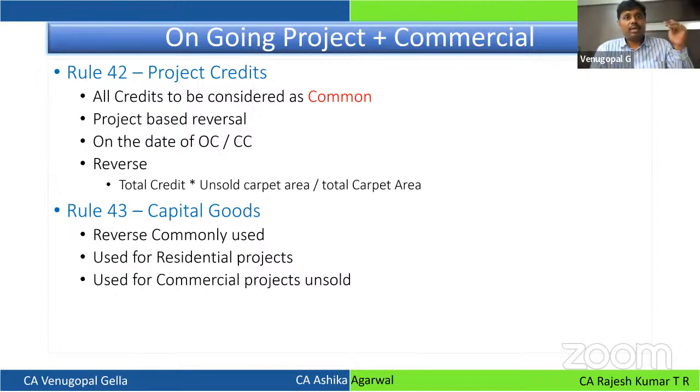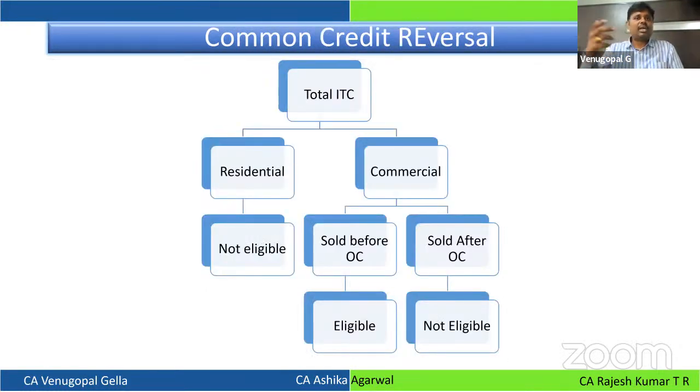But however, I am now including residential. So the way you will have to do it is, you find out the carpet area in each bucket. Let's say the total carpet area is 100. Residential carpet area is 60. Commercial carpet area is say 40. So for the 60% portion, input tax credit is not allowed. Out of the 40% carpet area, let's say what is sold before OC is 25%. Only that 25% sold before OC is eligible. The one which is sold after OC is not eligible.